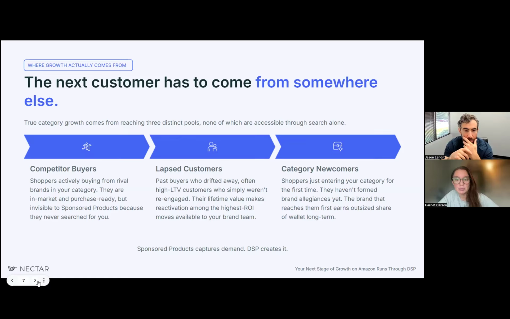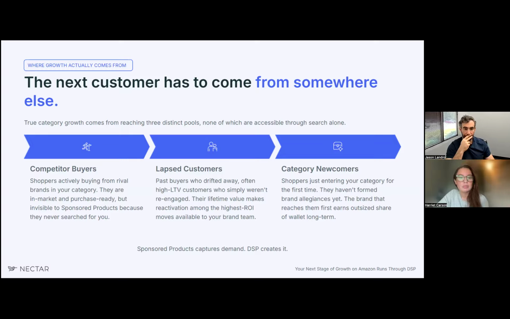Second group is lapsed customers. These are people who have already purchased from your brand before, but they haven't returned. Maybe they forgot about you, or maybe they purchased from a competitor during a promotion, or maybe they simply haven't needed to replenish yet. These customers are very, very valuable because they've already demonstrated trust in your brand. So re-engaging them is often much less expensive than acquiring someone completely new.